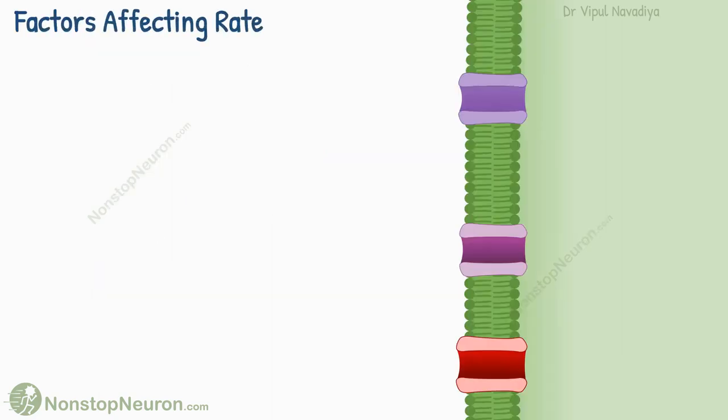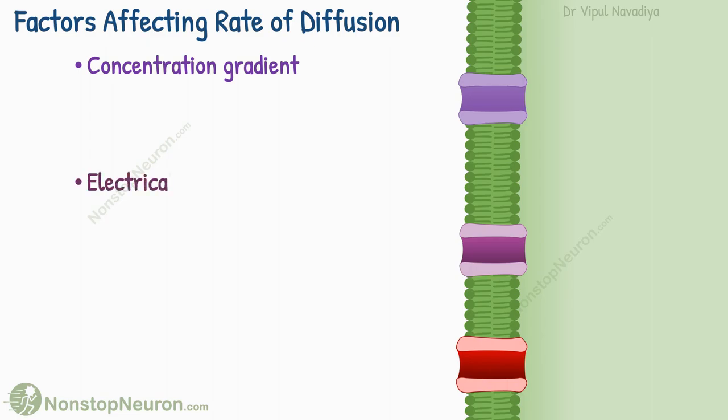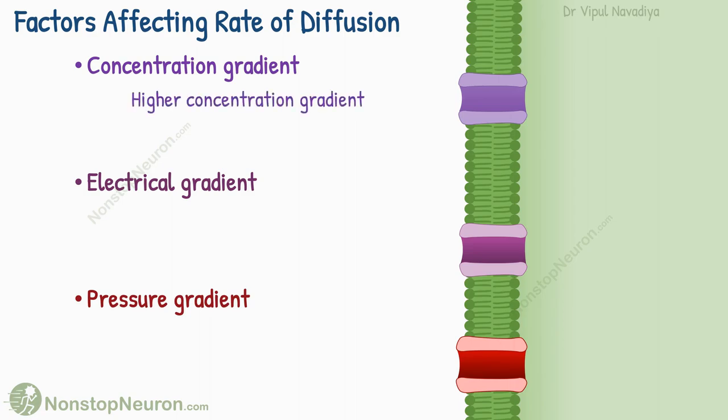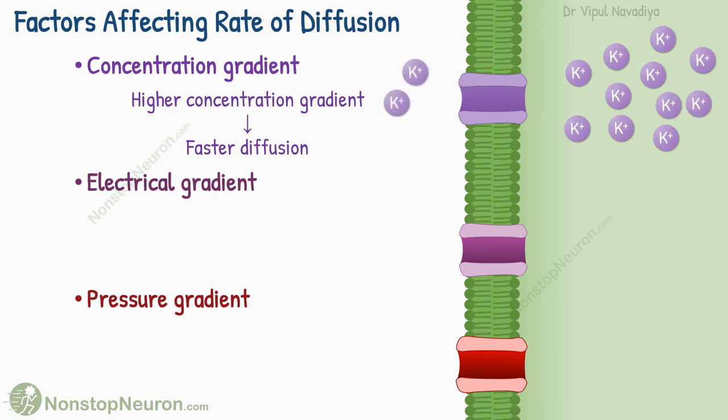Now let's talk about the factors affecting the rate of diffusion. The factors affecting the rate of diffusion are concentration gradient, electrical gradient, and pressure gradient. First, the higher the concentration gradient, the faster the diffusion. For example, the potassium concentration is high inside the cell. This favors its diffusion out of the cell.